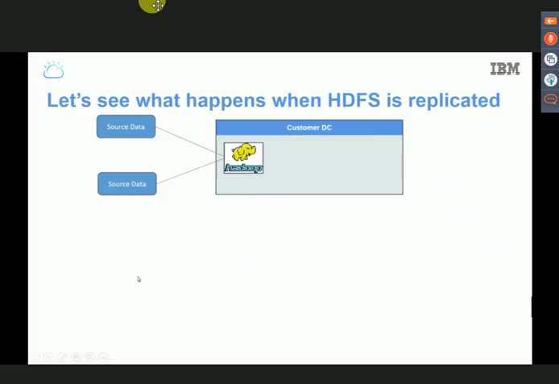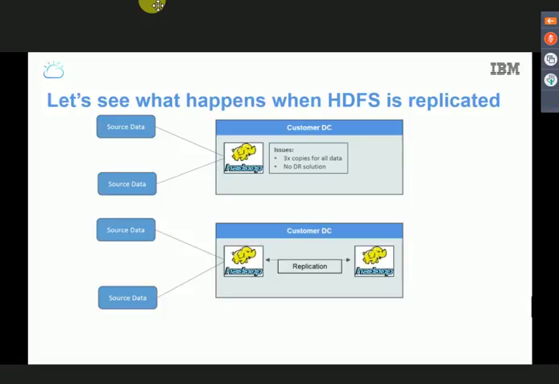So let's see what happens when HDFS is replicated. On the left-hand side, you have source data. This is your data center. Data comes into the Hadoop. Now again, it could be your data center. It could be you may be running on cloud, but you have your own Hadoop. Issue is 3 copies for all data and no DR. Why no DR? Because it's one cluster sitting in one location. If something bad happens to that location, you're going to lose all 3 copies. So customers do replication. You have 2 Hadoop, issue 6 copies. This is what we talked about in the previous slide.